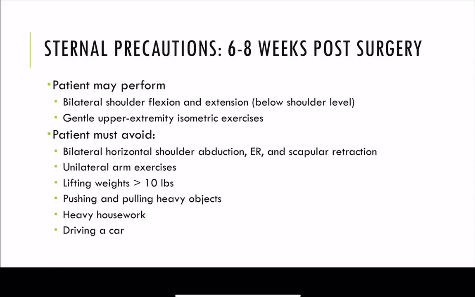Basically, the patient can perform bilateral activities, right? Bilateral shoulder flexion and extension as long as they stay below shoulder level, and they can do just really gentle upper extremity isometrics. For 6 to 8 weeks after surgery, they need to avoid any horizontal shoulder abduction, external rotation, or scapular retraction, because that's going to pull open, right? Open the chest from the front, any of those activities. Anything unilateral, that's going to create shearing at the sternum is the thought there.